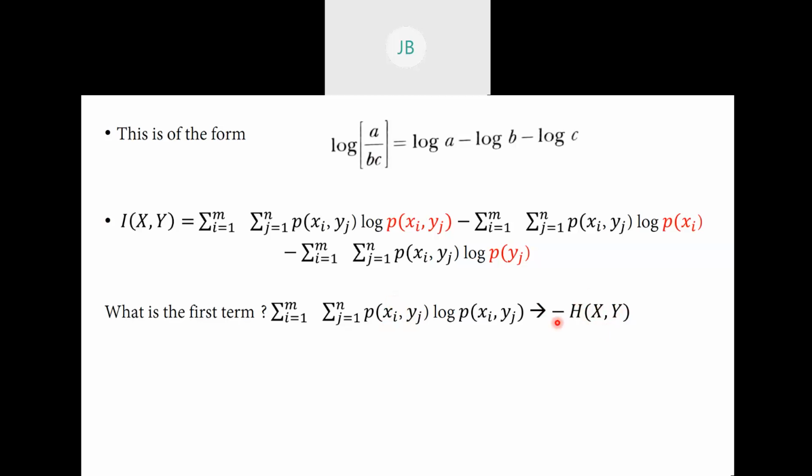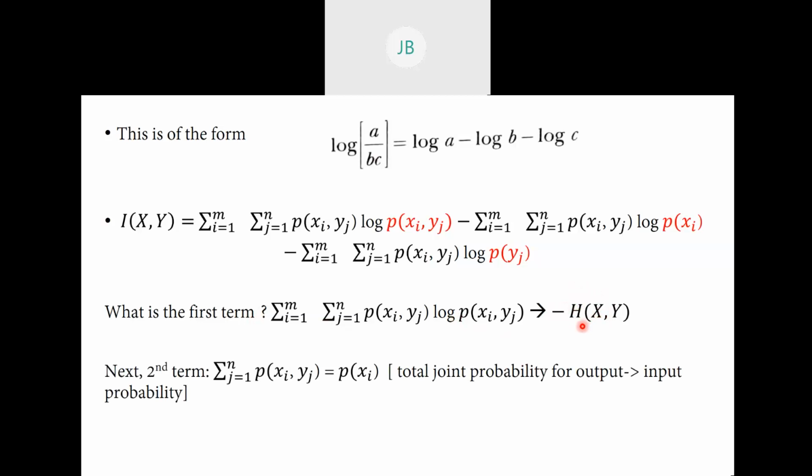We have a minus term here because we need to have a minus term when we write the entropy. Entropy is basically minus probability log of probability. Since there is no minus sign here, it comes here. So that's minus of joint entropy.